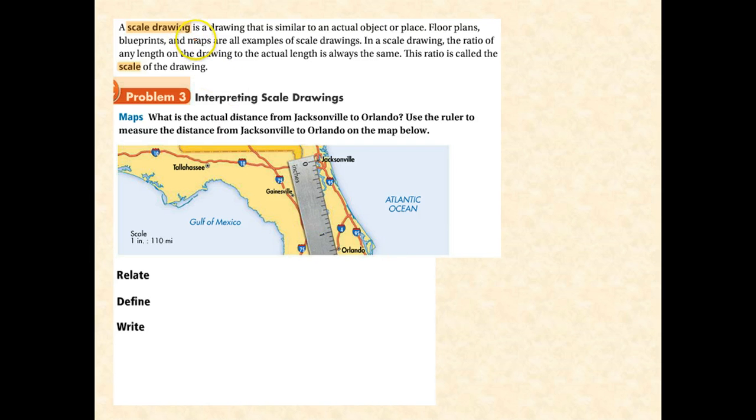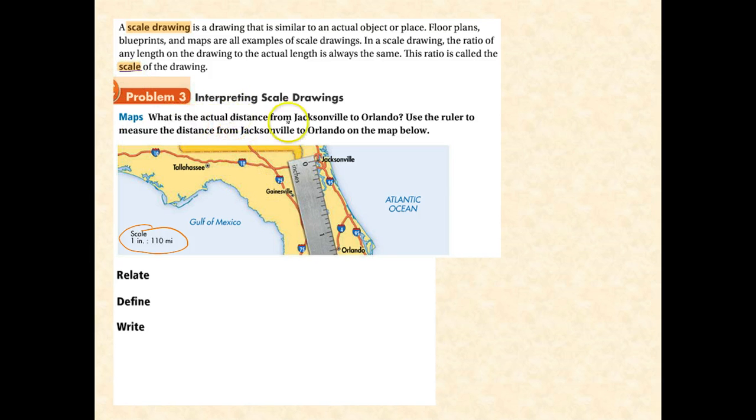Alright, so we got these things in life called scale drawings. A lot of times you look at a map and that's a scale drawing. It has a scale on it. A lot of times you'll see a little scale like this, and then it'll say like 1 mile or whatever. But this is what our scale looks like. Scale: 1 inch on the map is 110 miles in real life. And the ratio of length on the map to distance in real life is always the same. And that ratio is called the scale of the drawing.